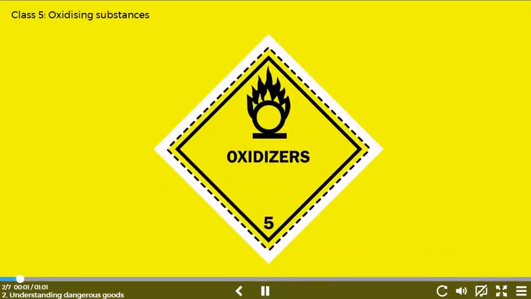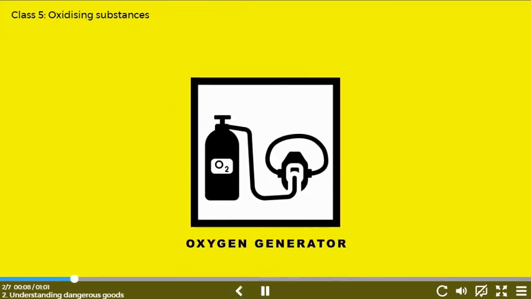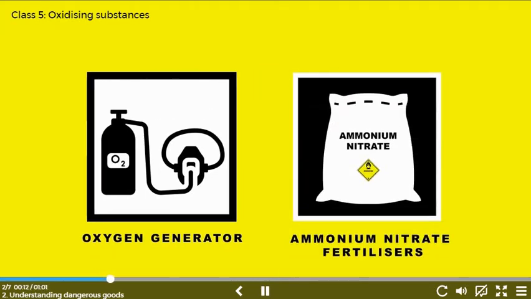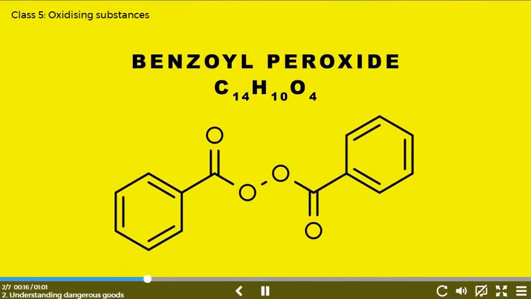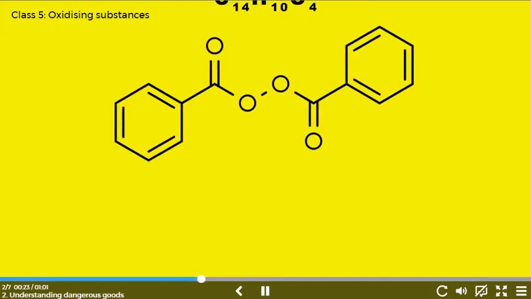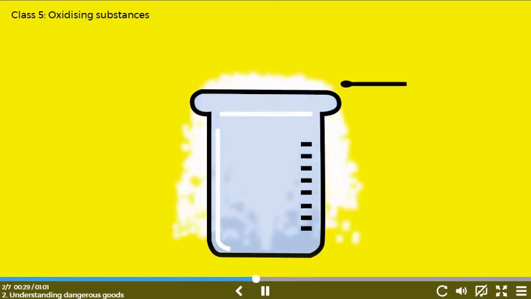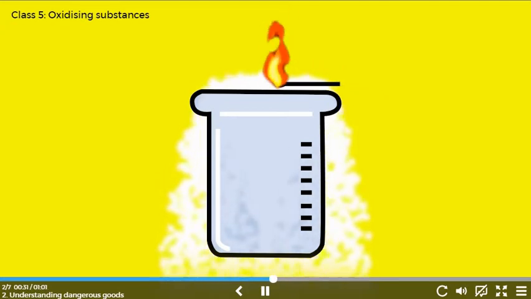Oxidizing substances can be liquid or solid and are not necessarily combustible in themselves. Common examples include oxygen generators and ammonium nitrate fertilizers. Oxidizing substances are found in chemicals in the organic peroxide group, such as benzoyl peroxide. They give out oxygen during a chemical reaction, and this can contribute significantly to the combustion of other materials nearby.